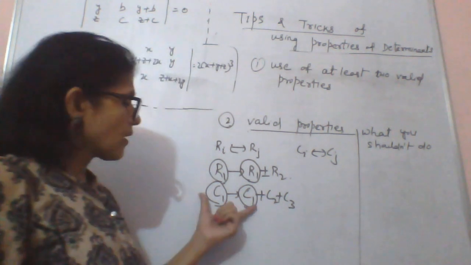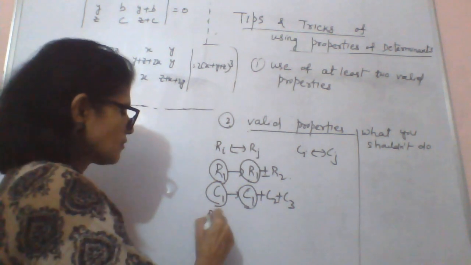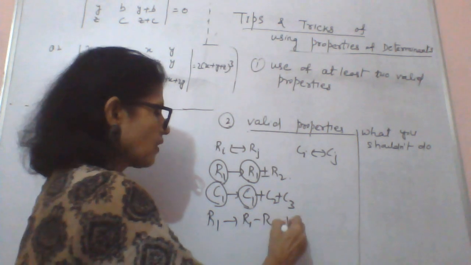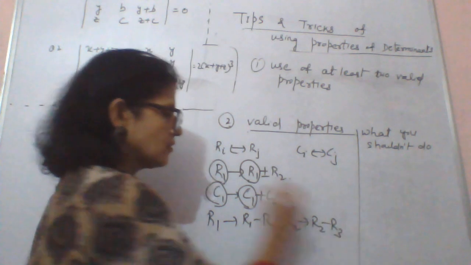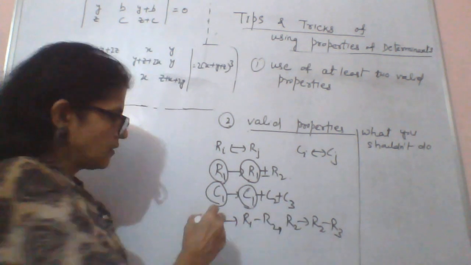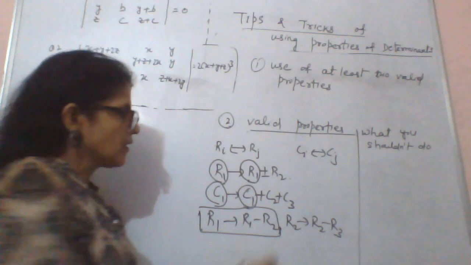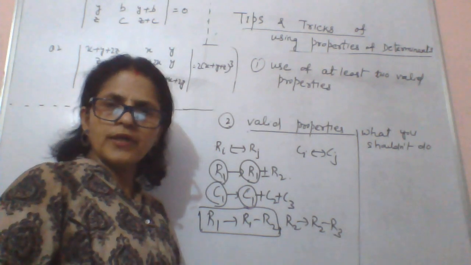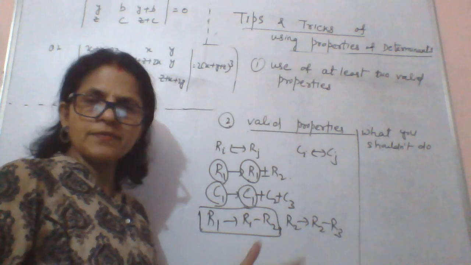Okay, and also, whenever you write, suppose R1 replaced by R1 minus R2, R2 replaced by R2 minus R3, these are two steps, two independent steps. In this step R1 is being changed, and here we are not using R1. So any two independent steps can be combined. This helps us to save time.